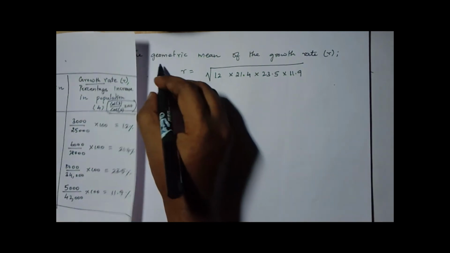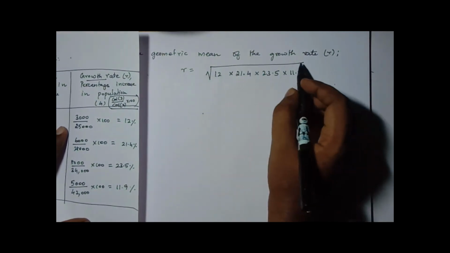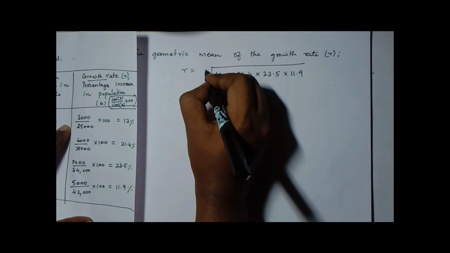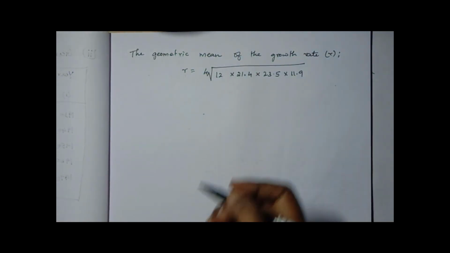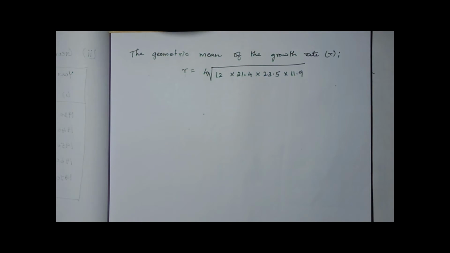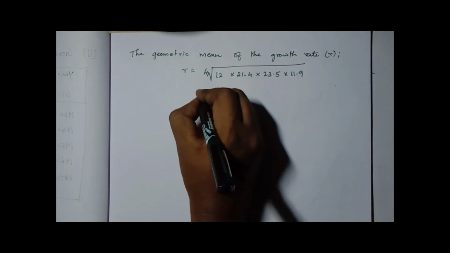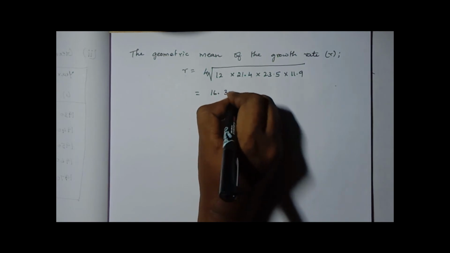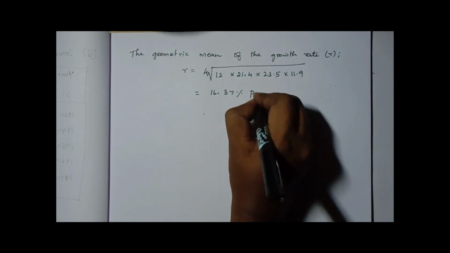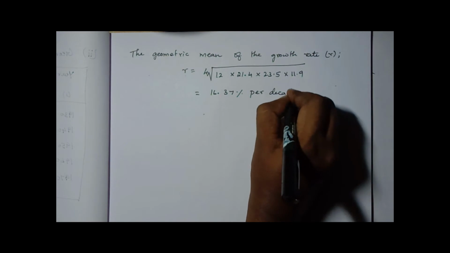So the geometric mean of the growth rate is the 4th root. So when we calculate this, we'll get a value of 16.37 percentage per decade.